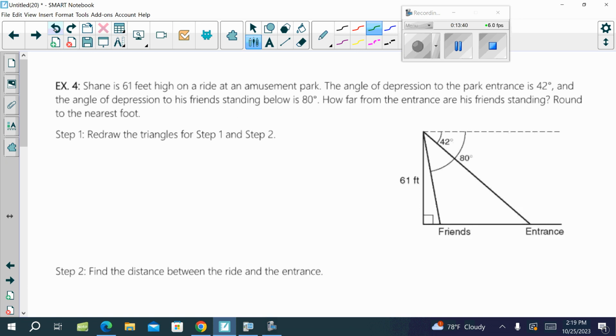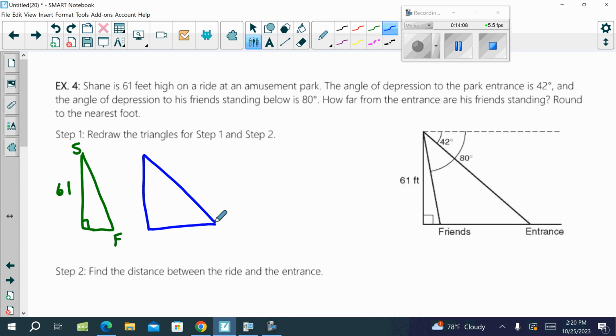So we need to redraw the triangles here. So we've got the right triangle that's really skinny. So it has 61 feet here. And his friend, I'm going to call this F, and he is Shane, so I'm going to call him S. So then I've got another right triangle here. And this is 61 again. This is Shane. And this is the entrance.